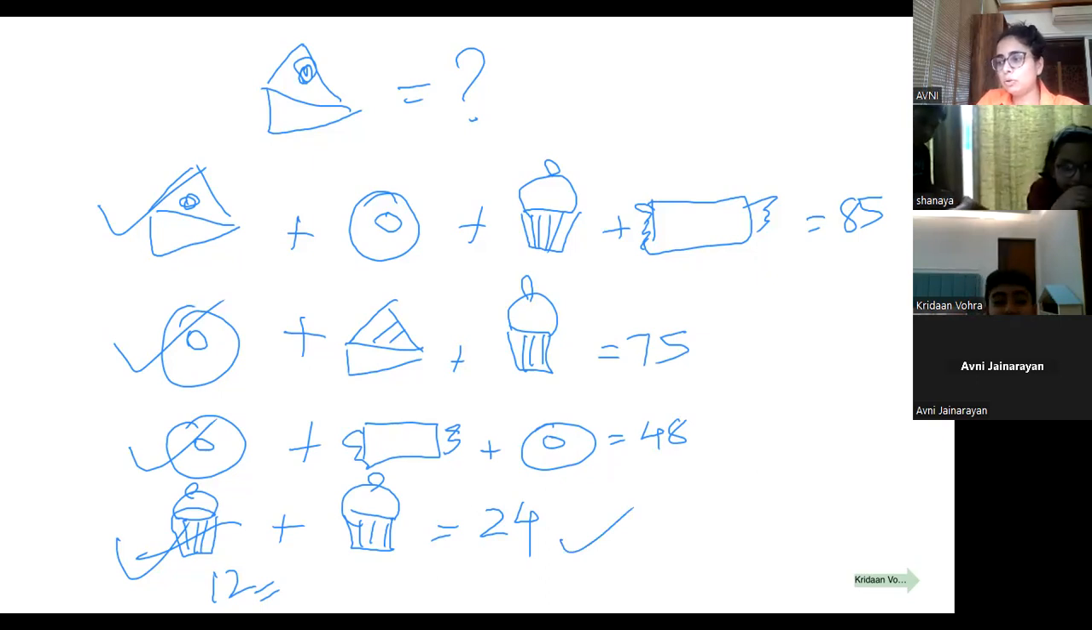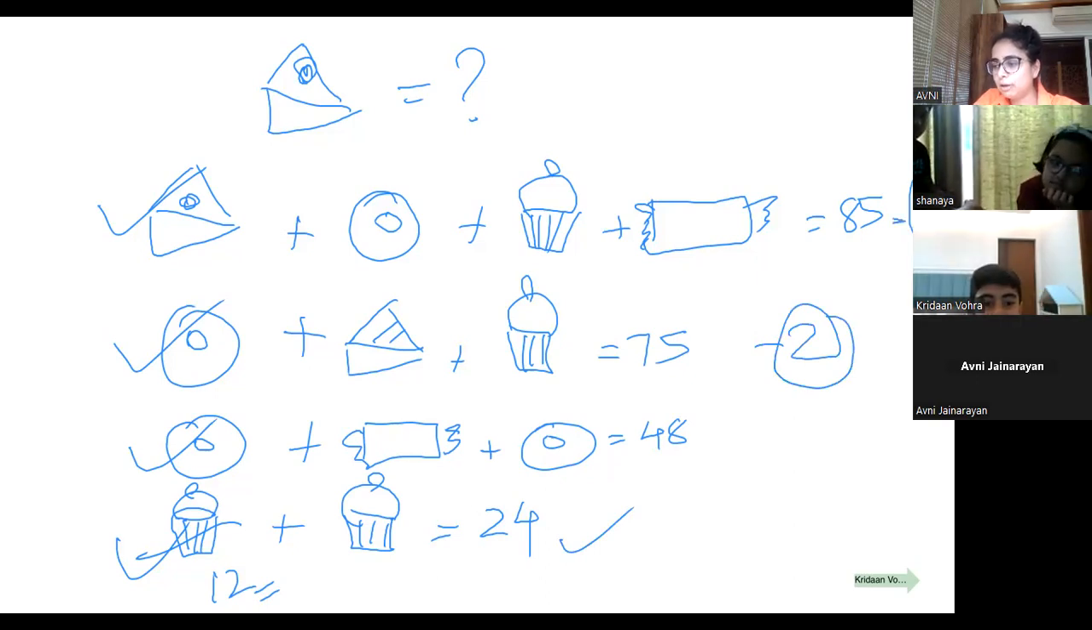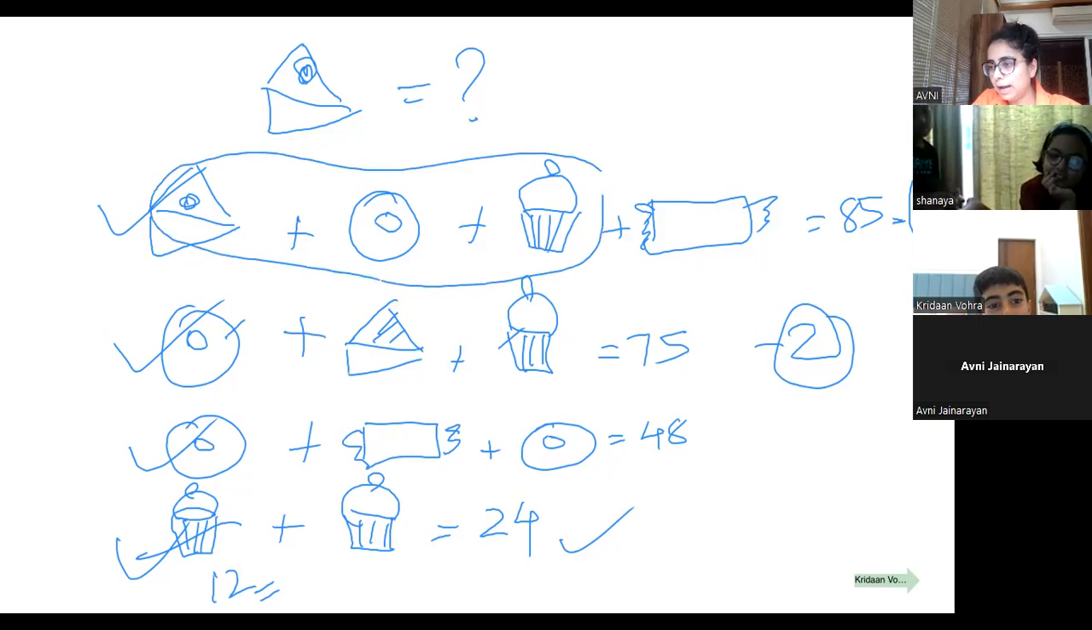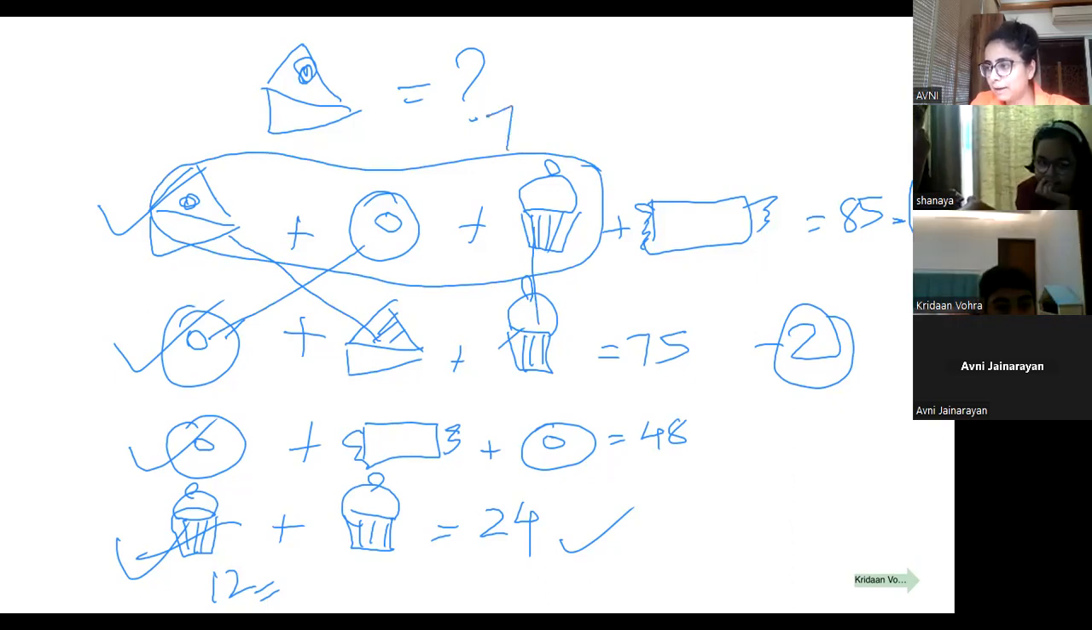But now I want you to see the second equation and the first equation. Everybody, second equation में देखो, we have one donut, one cake, one cupcake. In the first equation, we have the same thing: we have a cake, a donut, and a cupcake. ठीक है? Common है ना, Kridan? Yes, ma'am. So can I, instead of this, write it as 75 here?